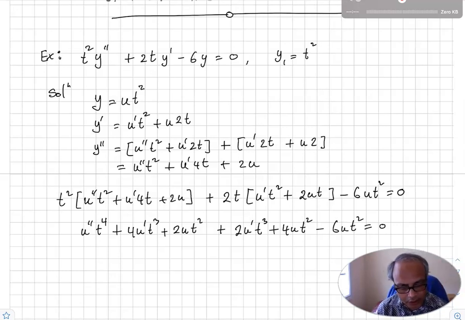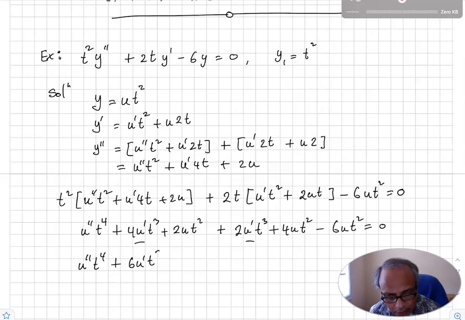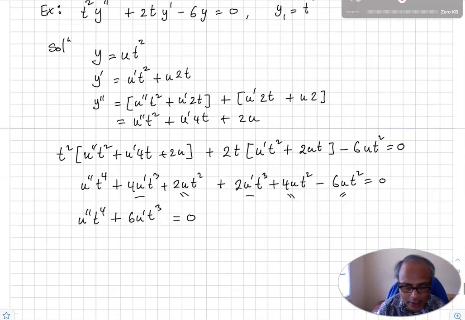Okay, so let's see if we can do something else. You see that u prime t cube here is 2 terms, so we can add them together, 6u prime t cube. Now 2ut square, 4ut square. So here is 2ut square, 4ut square makes 6ut square, and here is negative 6ut square. So that gets cancelled, and as we expect, there will be no u term. So it's a reduction of the u terms.